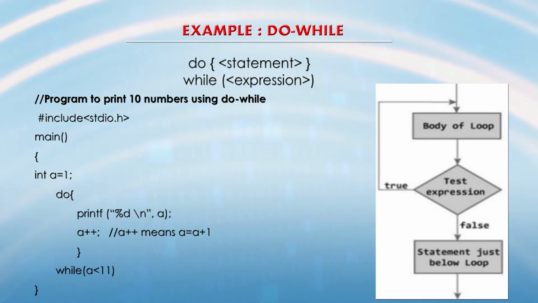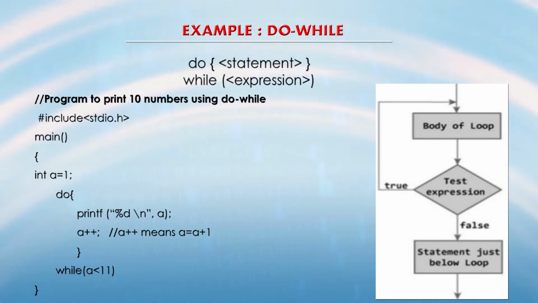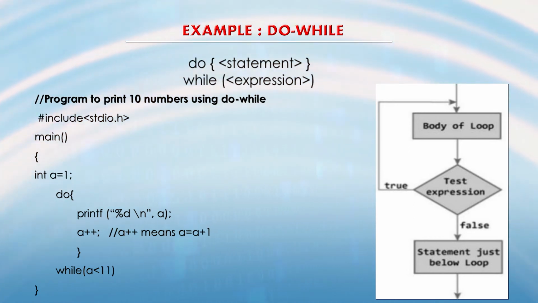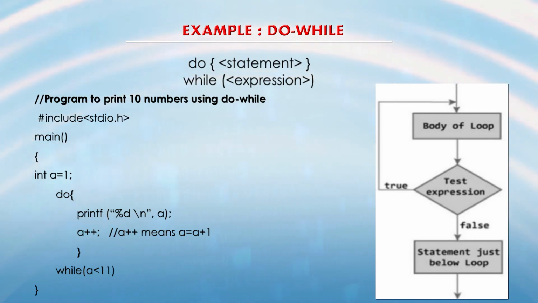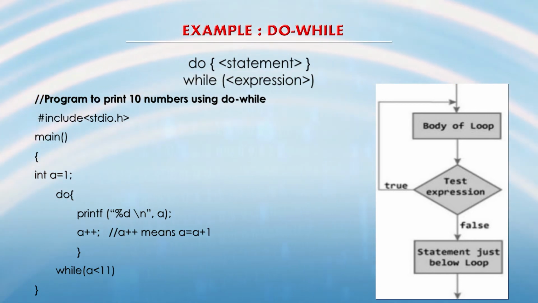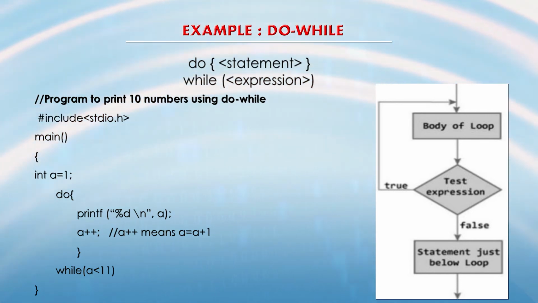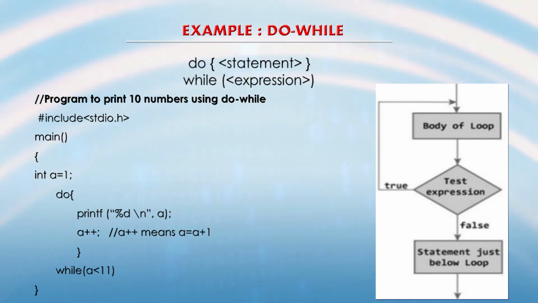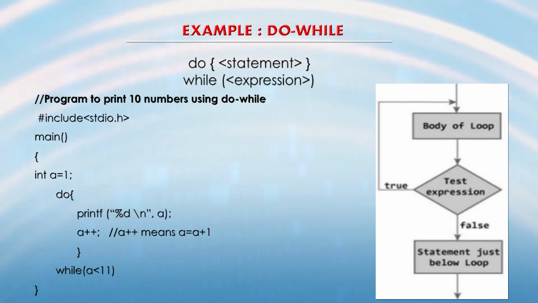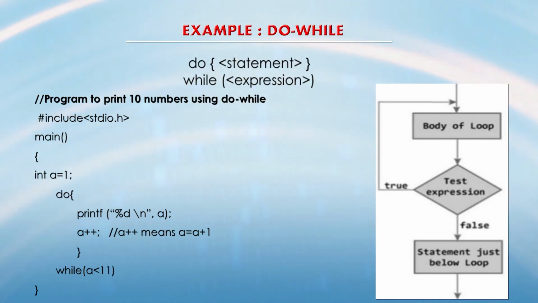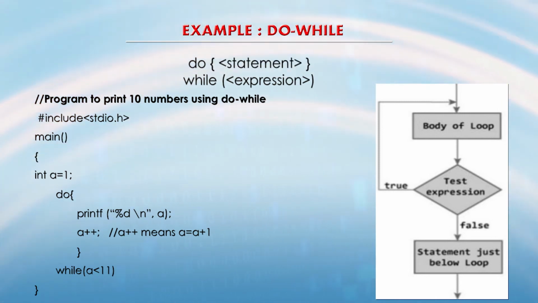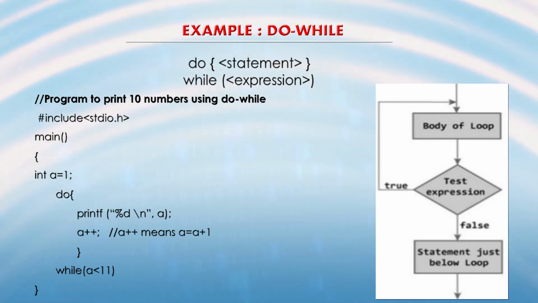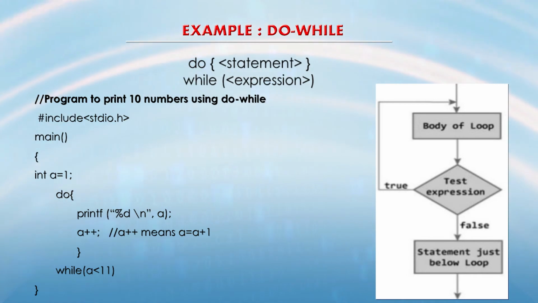So the value of a is now 2. It will again print the value 2, and 2 is incremented to 3, and again it is found that 3 is less than 11. So again it will go to the body. We choose 11 because when a is printed as 10, 10 is incremented to 11. Now 11 is not less than 11, so it will quit from the loop. That's why a less than 11 is used here.